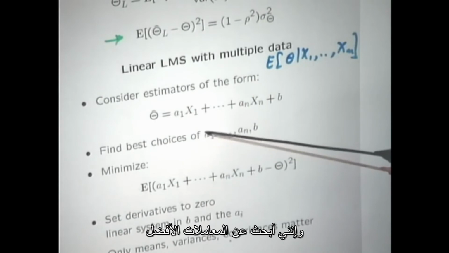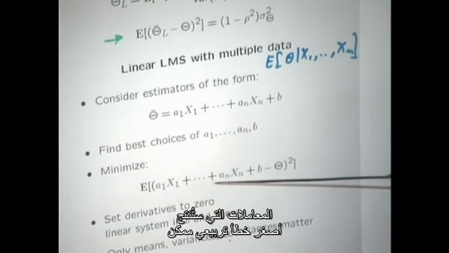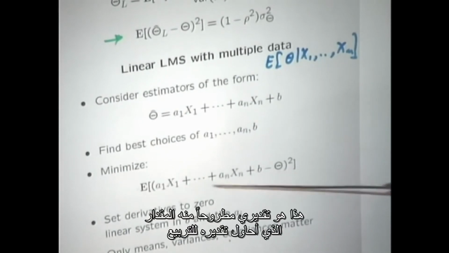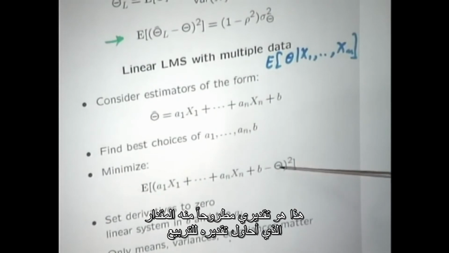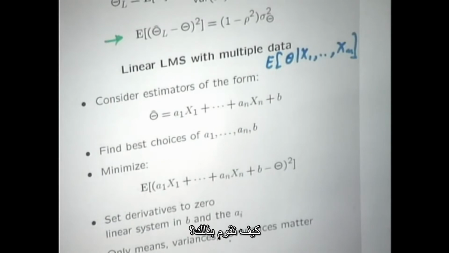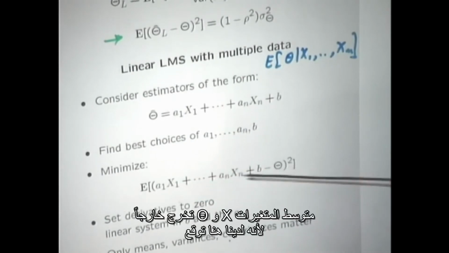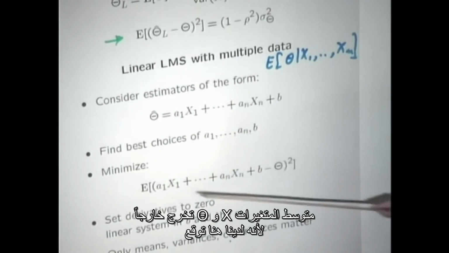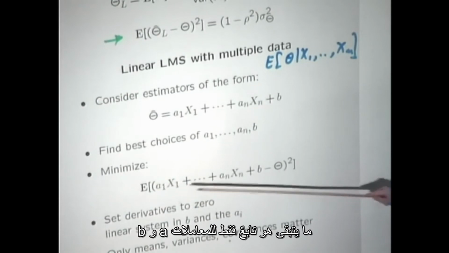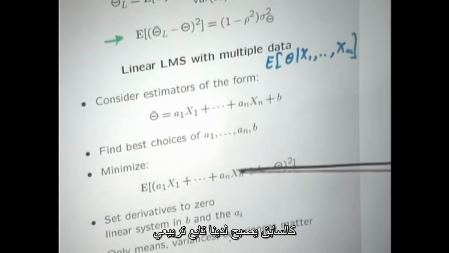And I'm looking for the best coefficients, the coefficients that are going to result in the least possible squared error. This is my squared error. This is my estimate minus the thing I'm trying to estimate, squared, and then taking the average. How do we do this? Same story as before. The x's and the thetas get averaged out because we have an expectation. Whatever is left is just a function of the coefficients, the a's and b. As before, it turns out to be a quadratic function.